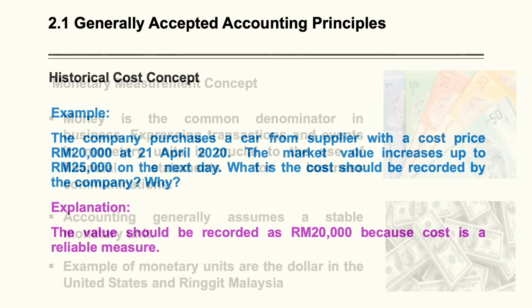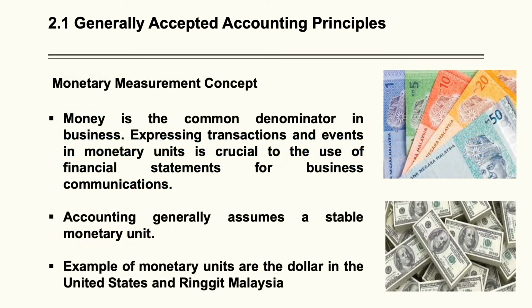Now let us go to the second concept, the monetary measurement concept. According to this concept, money is the common denominator in business. Remember, whatever transaction and event in monetary terms is crucial to the use of financial statements for business communication. So accounting generally assumes a stable monetary unit. Examples of monetary units are the dollar in the United States, and of course in Malaysia we are using RM, Ringgit Malaysia.